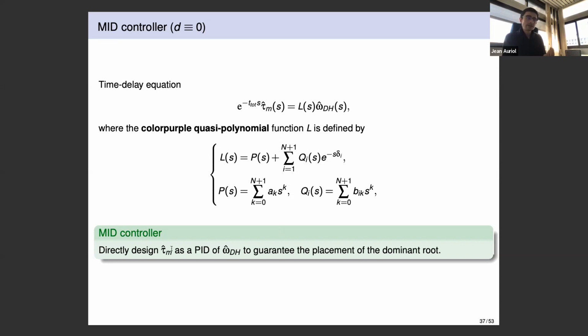The goal of the MID controller is to directly design tau m as a PID control law of omega dh to guarantee the placement of the dominant root. So basically, instead of doing pole placements as you do with a PI controller at the top, you do it for the downhole state, the one you want to control. The problem is that the computations are more complex, and you may need some derivative of the state, and so some filtering aspects.